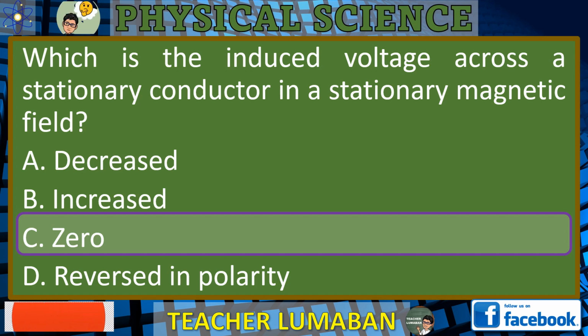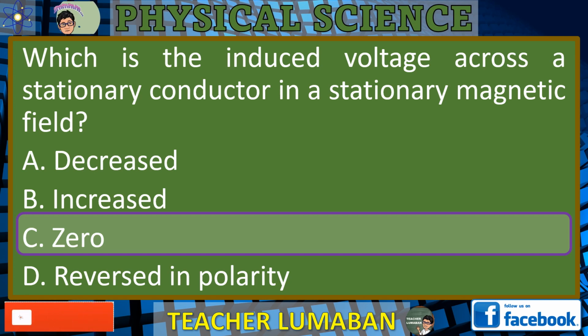Explanation: when a stationary conductor is placed in a stationary magnetic field, there is no induced voltage across the conductor. According to Faraday's law of electromagnetic induction, the induction of voltage occurs when there is a relative motion between the conductor and the magnetic field.